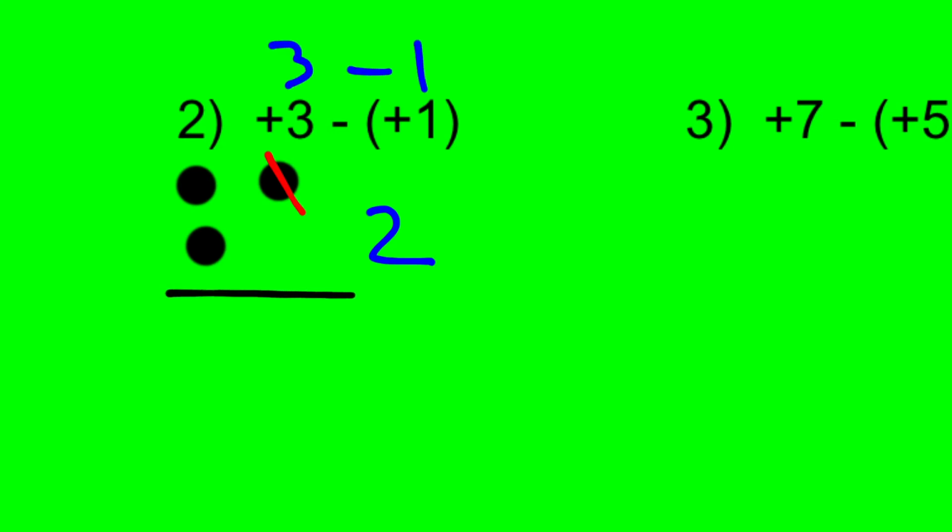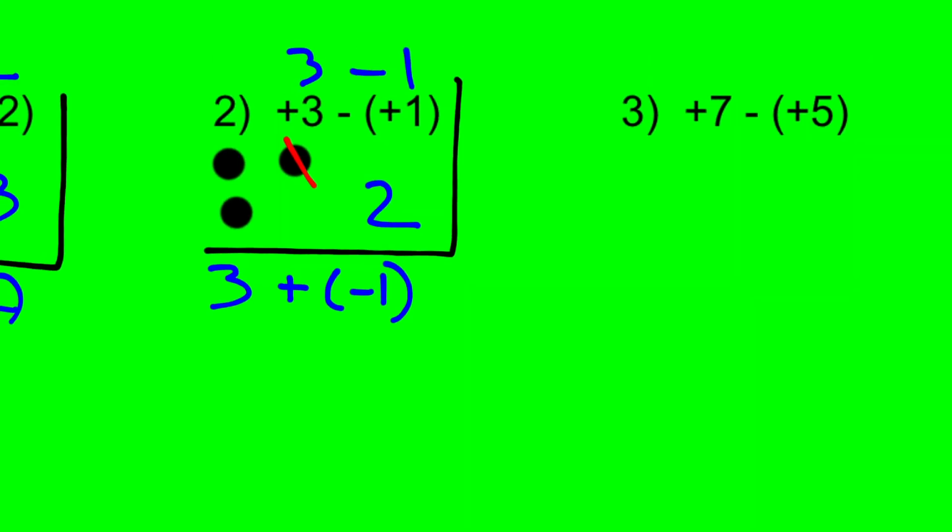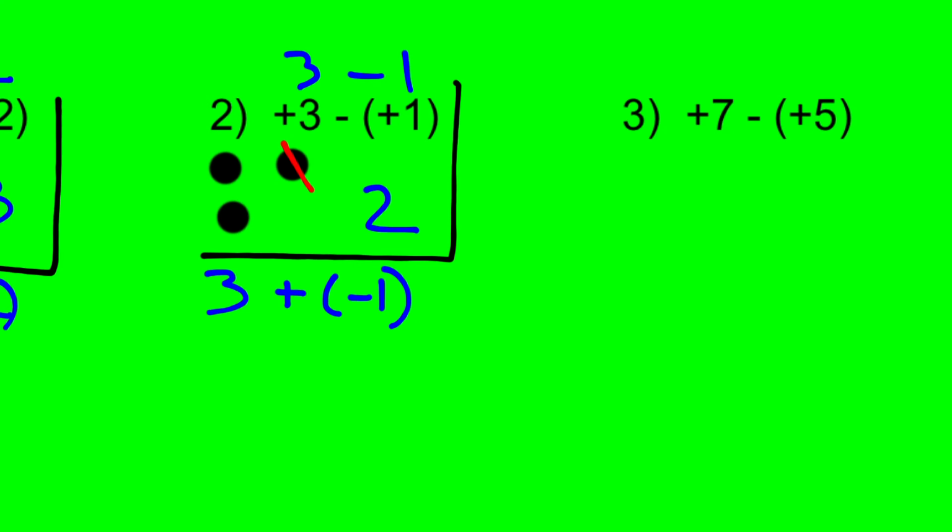Now, we looked at it like this as well. We said, what if we thought of it as positive 3 plus negative 1? How would that look? Well, doing 3 positives would be 1, 2, 3, and then add on 1 negative. There you go. Now we have a positive and a negative together, and that equals positive 2. So subtracting a positive, the same as adding a negative.